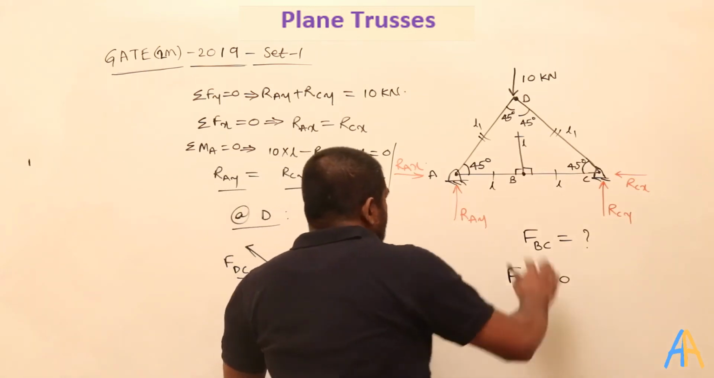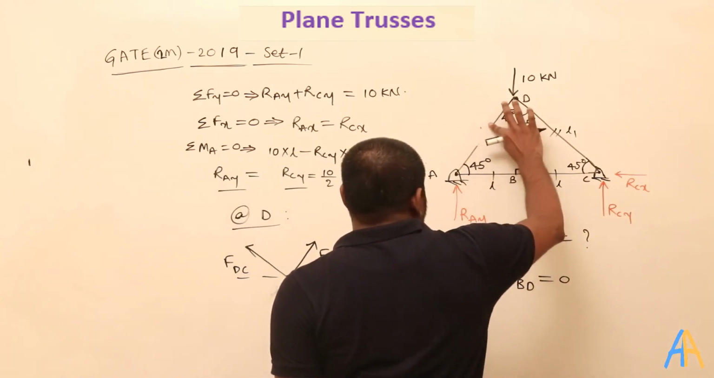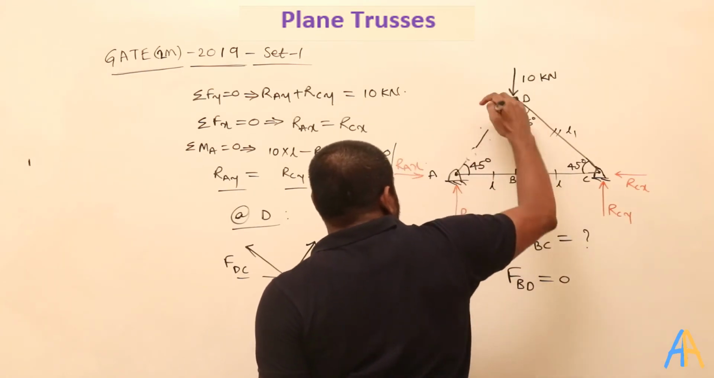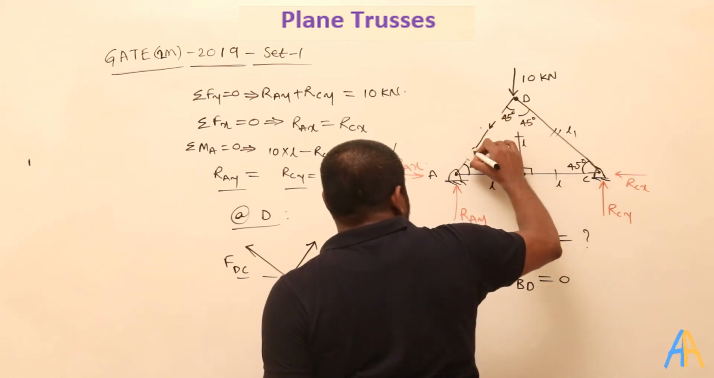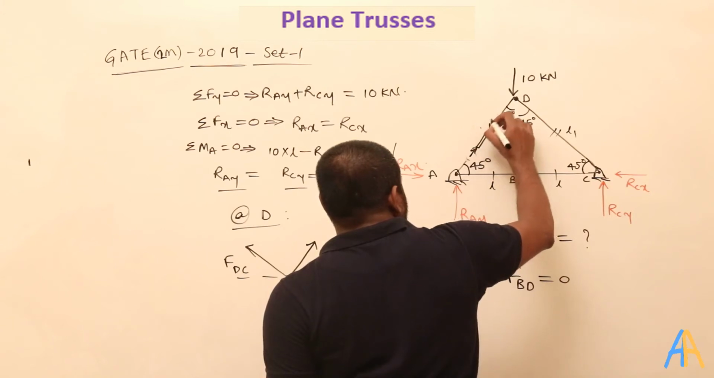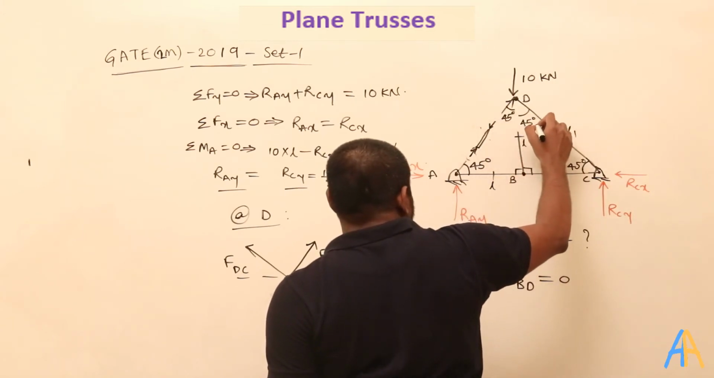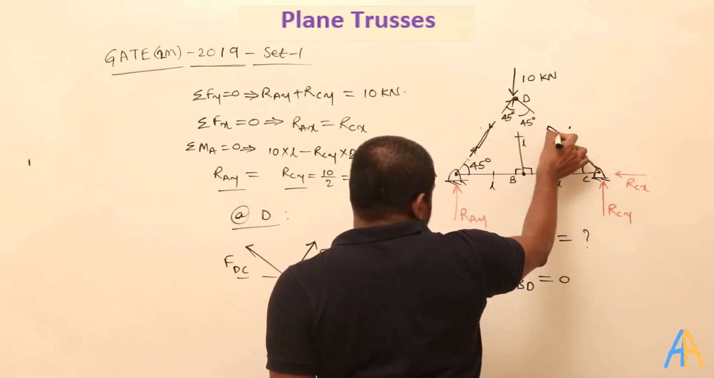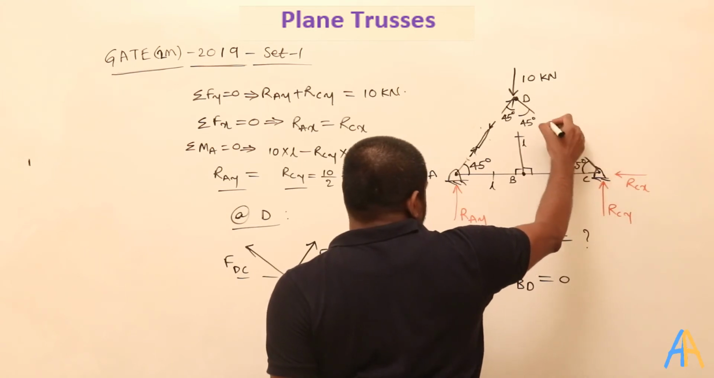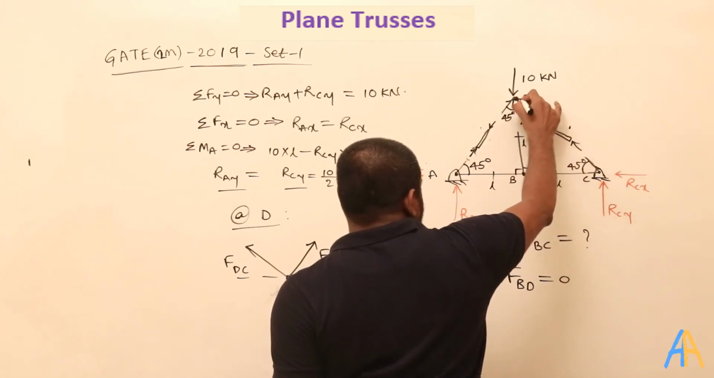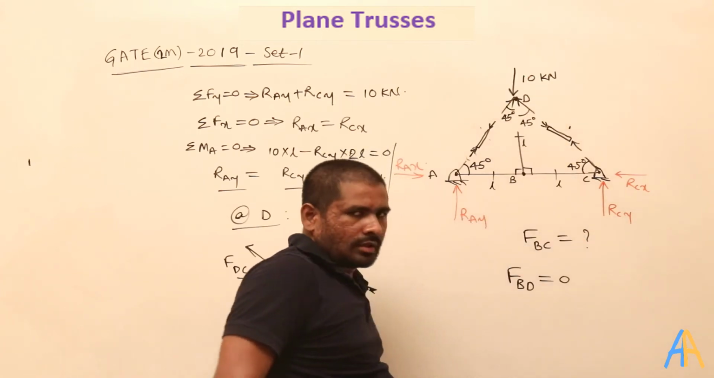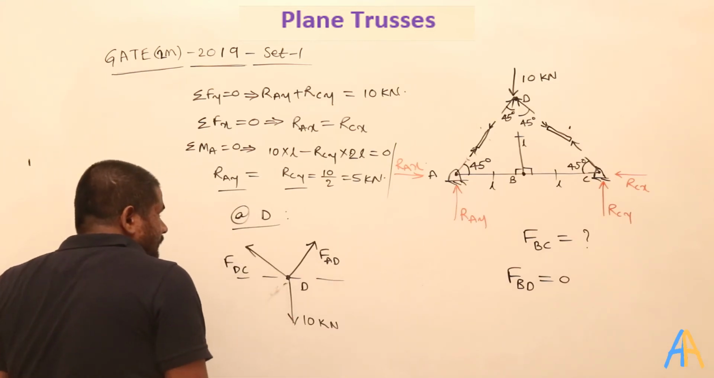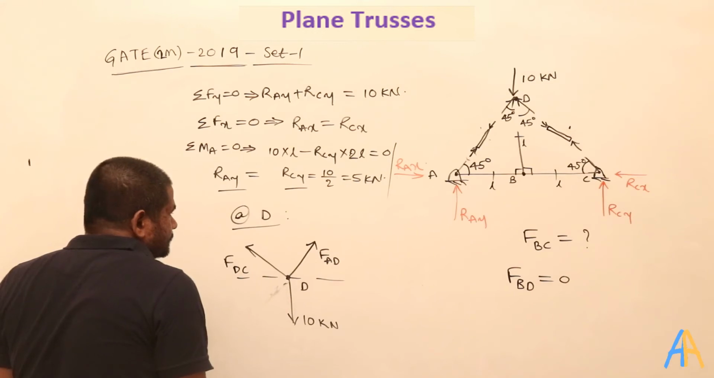See here, what is happening? This member is subjected to compression, because it is trying to compress. So when I write compression on the element it is like this, and on the junction the direction is like this. Understood? In the same way, if I write compression for this element, it is like this on the element, and on this junction it is like this, the opposite direction, right? The forces on the element and the junction are in opposite directions.